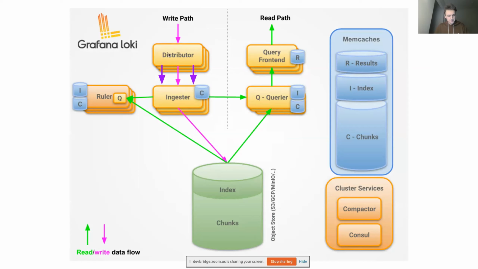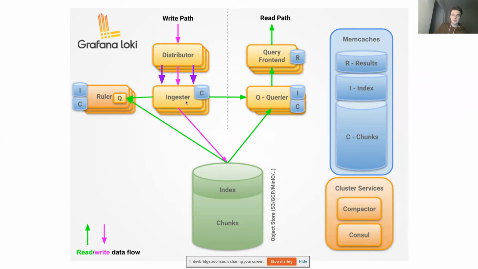So the first component is the distributor. The distributor handles incoming streams, validates them, and splits writing into batches. Then we have the ingester. The ingester is just responsible for writing logs to storage.